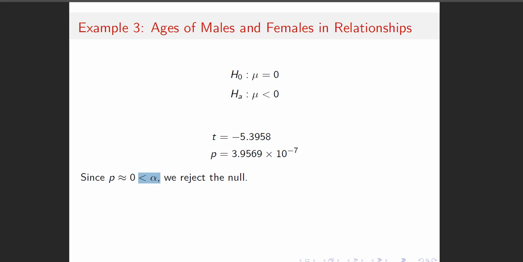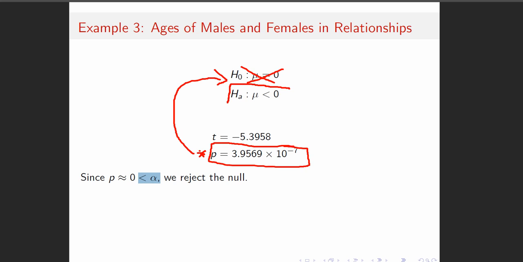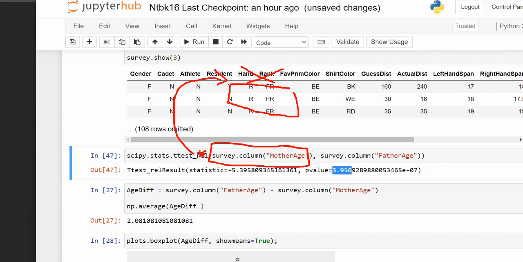All right, why? Remember that the p-value is an estimate of the probability that the null is true. That's a good time to stop and point this out. All right, what is the p-value? The p-value is an estimate that the null is true. What is that estimate? That estimate is essentially 0. We're saying that this could never happen. What's more likely to be true? That the fathers are older than the mothers in this particular research.